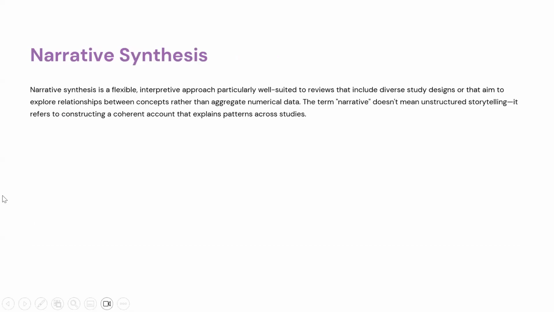The narrative synthesis has an advantage in the sense that it is flexible. It takes an interpretive approach particularly well suited to reviews that include diverse study designs and that aim to explore relationships between concepts rather than aggregate numerical data. So again, you're looking primarily at the relationships between concepts rather than trying to work with raw data and aggregate or pool all of the data together to get more of a quantitative outlook.